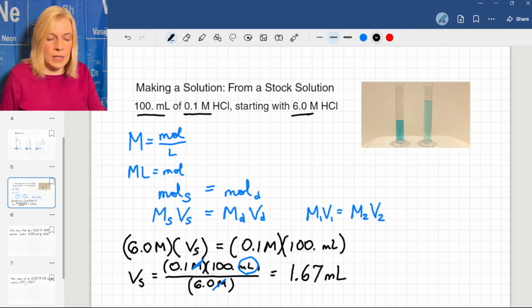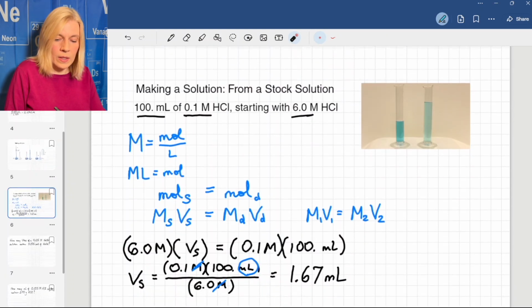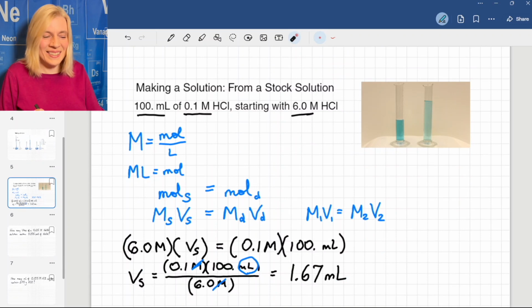So what does this mean? I'm going to take 1.67 milliliters into my pipette, transfer it over to a 100 milliliter volumetric flask, and then I'm going to fill water to the 100 mL mark. That's how I'm going to do it. All right, we good? Ready to do some problems?